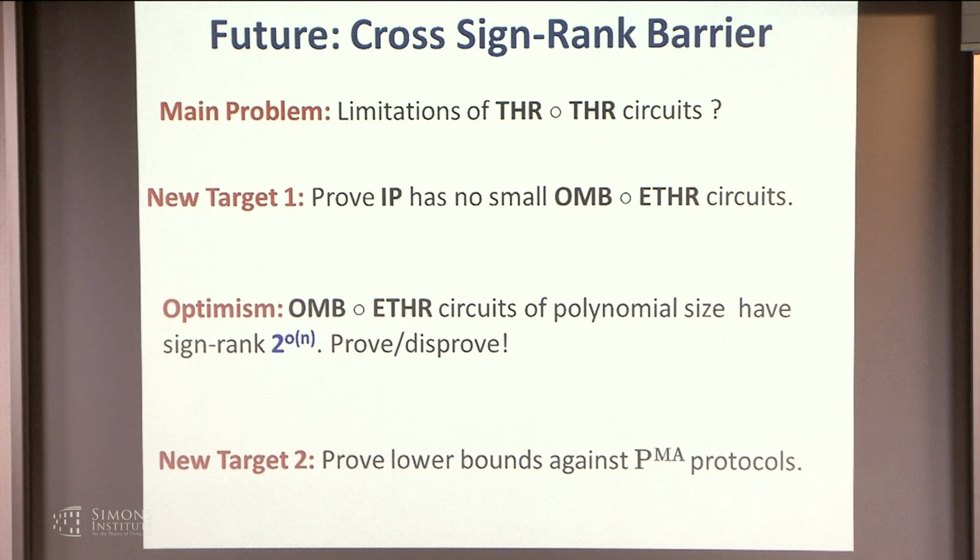And the other thing is, we were able to show that it has large sign rank, but maybe it does not have full sign rank. So you can try to prove an upper bound on the sign rank; it cannot be maximal, maybe it's 2 to the sublinear something. Since inner product has maximal sign rank, that would also be enough to show that this can't compute inner product. In general, it's not clear why threshold of threshold should have maximally large sign rank. So that might be one way of proving lower bounds. And the other target, if you're interested in communication complexity, is to prove lower bounds against P^MA protocols.